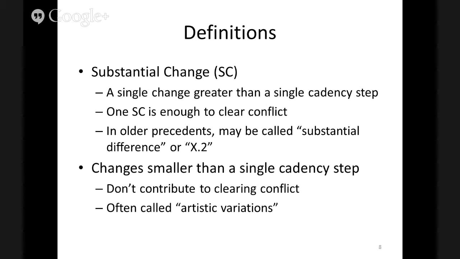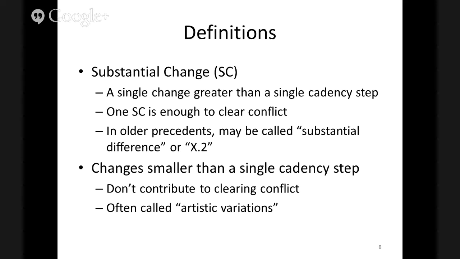And then we have substantial changes. It's a single change that's greater than a cadency step. It's the sort of thing that heralds in period would not have used between close relatives. So you only need 1 substantial change. And in older precedents, you may see that called substantial difference, or sometimes an X2 difference, from the rules for submission section X.2. We talk about this as being strangers in blood.